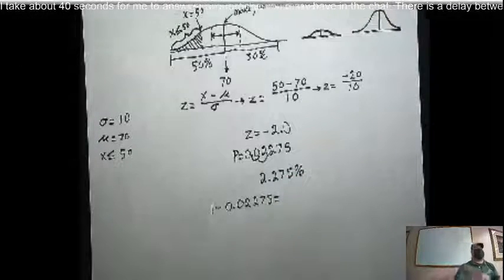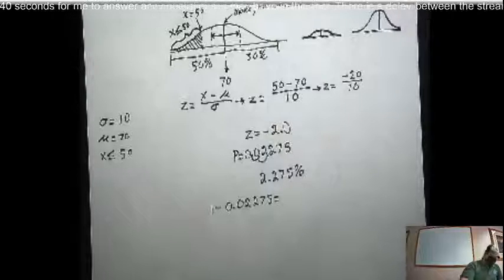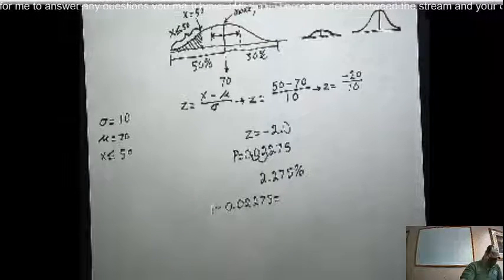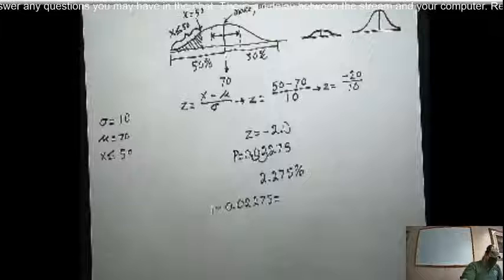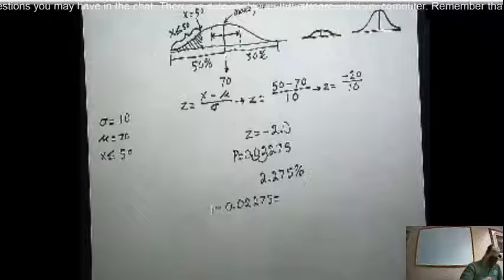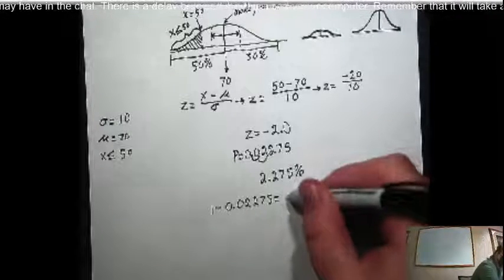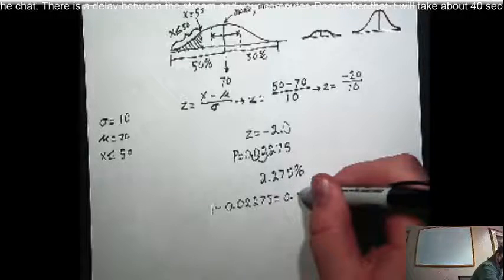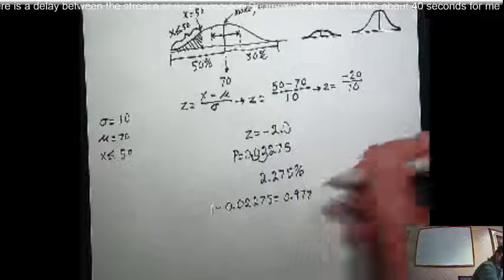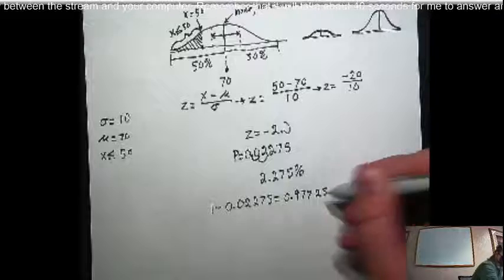So let me just punch that into my calculator and see what I get. 1 minus 0.02275, and that gives me 0.97725.